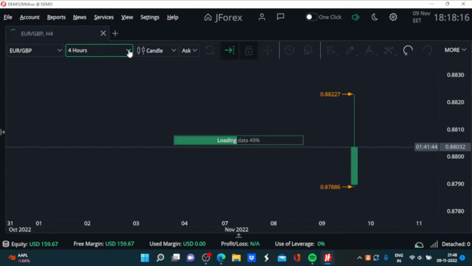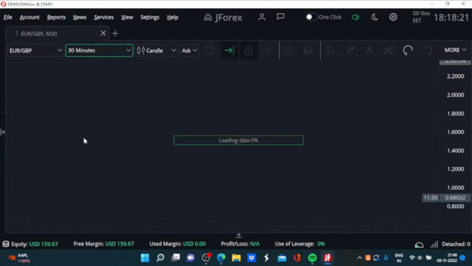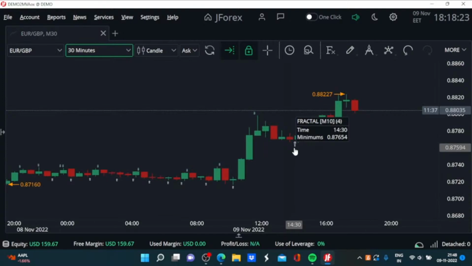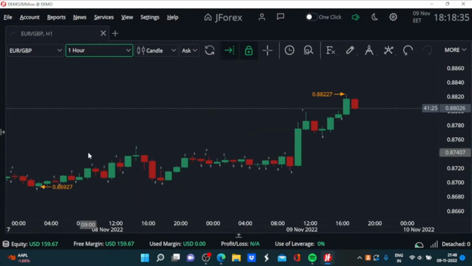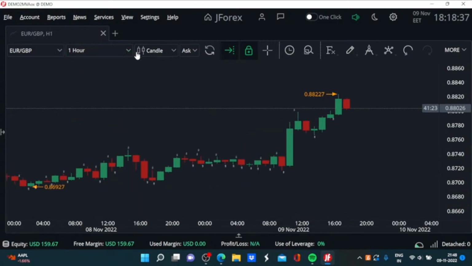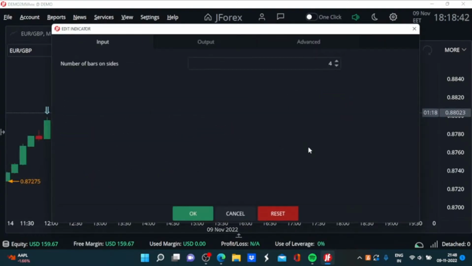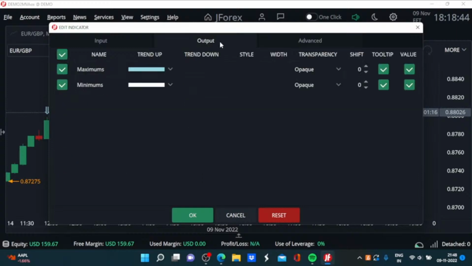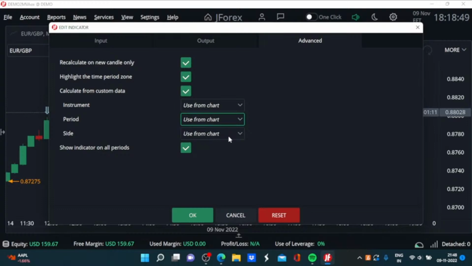Fractal data points. It's taking time. Okay, so here we got this. These fractals are being defined using 10-minute candlesticks on both sides of these highs and lows, even though the chart is of hourly time frame. So that's how you can utilize multiple formations to define and devise the optimum trade entry and exit points. I'm going to restore it back to use from the chart.